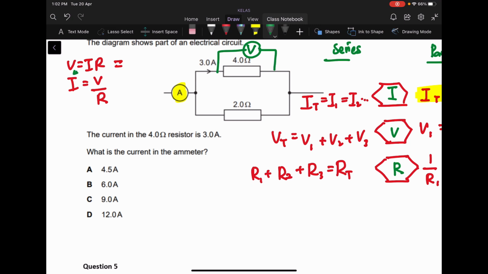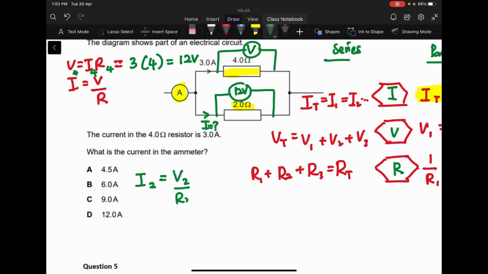So what you do, V4, I4, R4. Remember? So V4, what is the I? 3. This V4, this one. What is the R? 4. So what's the voltage? 12 volt. Therefore, for the bottom one, what's the voltage? 12 volt also. Now, what's the current? Can you get the current? Yes. So find I2. Why I2? You know because I am referring to the 2 ohms resistor. So what's the formula? I is V2 over R2. Do you know V2?